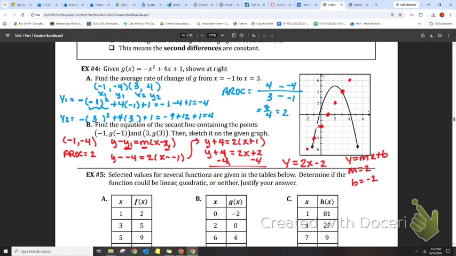And so here is my secant line. And you can see it goes through the 2 points that we used. So here is that point negative 1, negative 4, and there is the point 3, 4 that we used. All right, moving on to example 5.